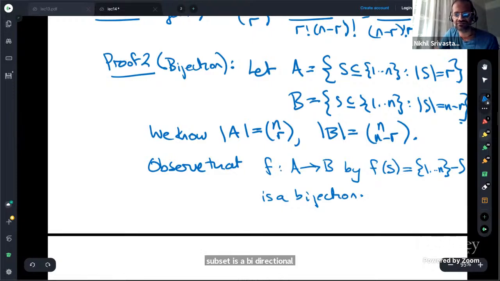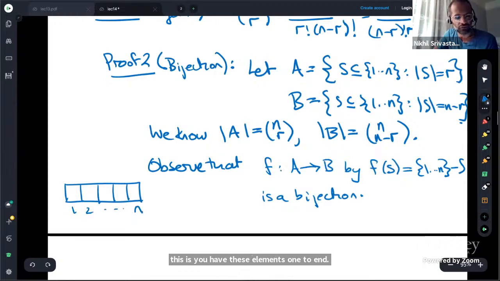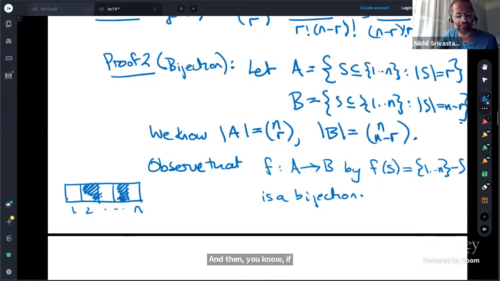This is easy enough that I'm not going to formally prove it, but the picture associated with this is you have these elements 1 through n, and then a subset of this is just you color in some of the squares, and then if you map that to its complement, you can invert that in the obvious way. There's a 1-to-1 and onto function.